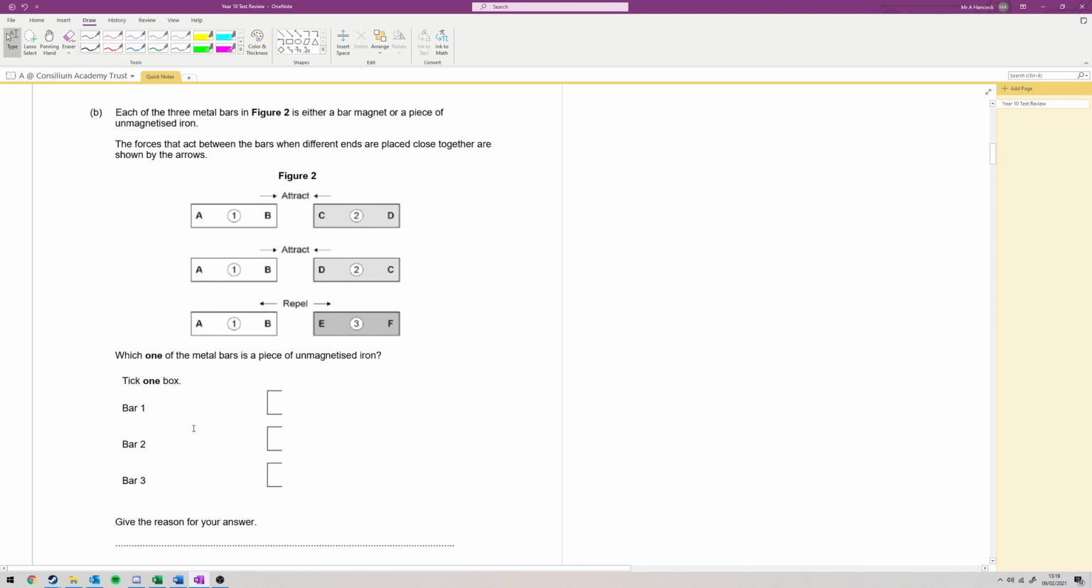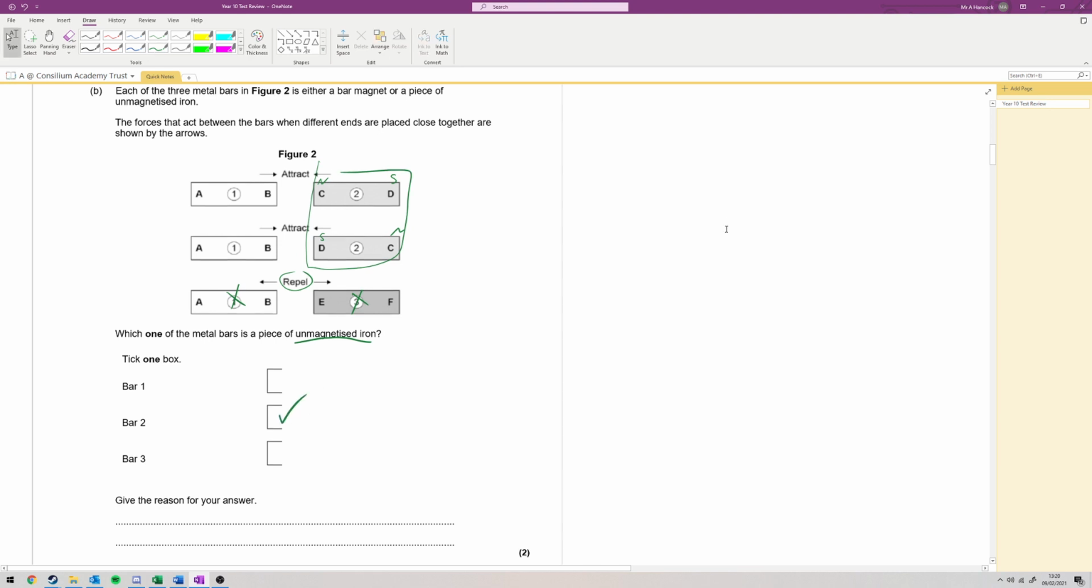Part B. It shows the 3 different types of bar, and it's asking which one is unmagnetized iron. Well, if you look, this one repels. Bars 1 and 3 absolutely cannot be unmagnetized iron, because only 2 magnets can repel. If this was a magnet with north and south and it attracted, if you flipped it to the side it would be south and north and it would repel. So that can't be correct. Because it attracts both ways round, you know that this is a piece of unmagnetized iron.